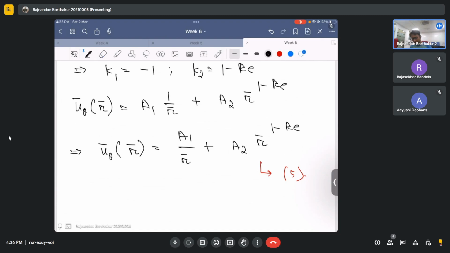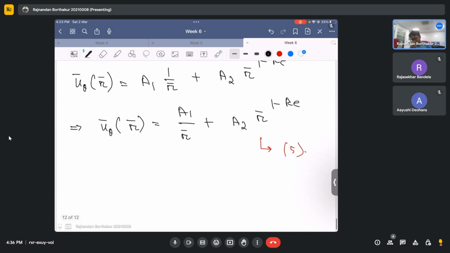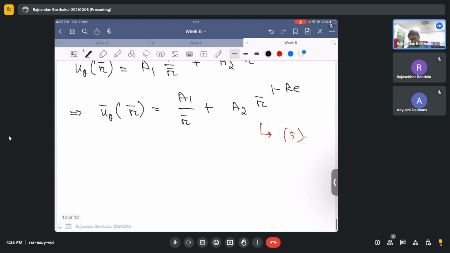All right, so if you don't have any doubts, how do we now evaluate this a1 and a2? That of course we'll use the boundary condition on u theta. So let's see what we have as a boundary condition on u theta. I have u theta bar at r bar equal to 1. What is u theta bar at r bar equal to 1? Yes, exactly. So this is 1.